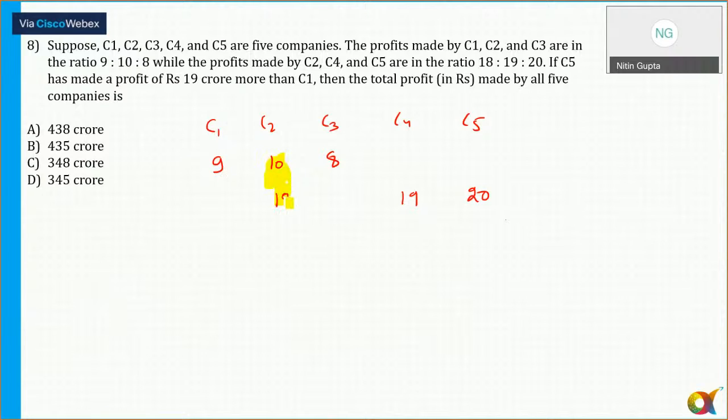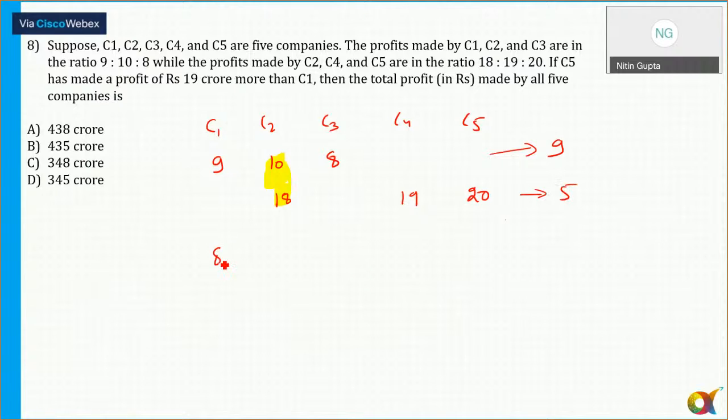LCM of 10 and 18 is equal to 90. Yes or no? So I say multiply the first part by 9, because the LCM of 10 and 18 is equal to 90, and multiply the second part by 5. So what will I get?